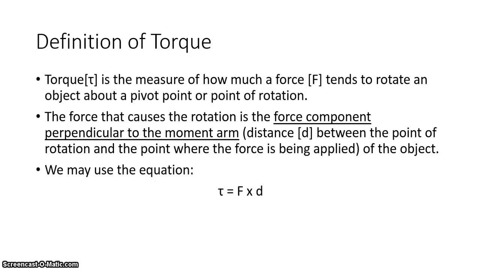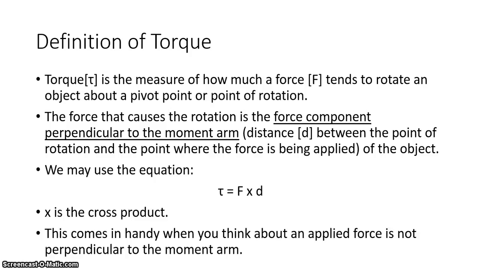Now, in the first part of this discussion, part one, the introduction to torque, I said that there was a difference between the x, or the multiply, and the star that we also use for multiply. In this case here, the x is actually representing the cross product. X represents the cross product. And this comes in really handy when you think about applying a force that is not perpendicular to the moment arm. Okay, so keep that in mind as we progress forward.